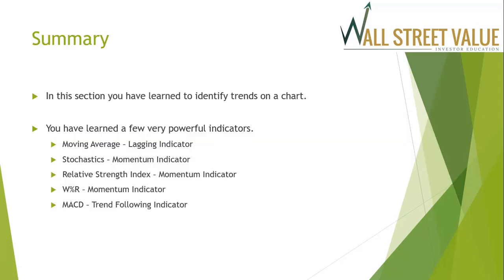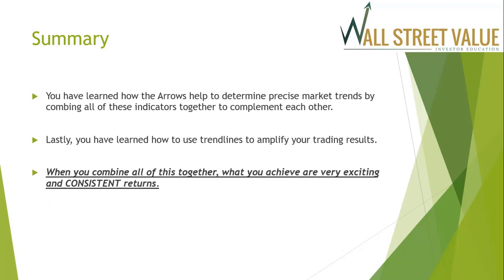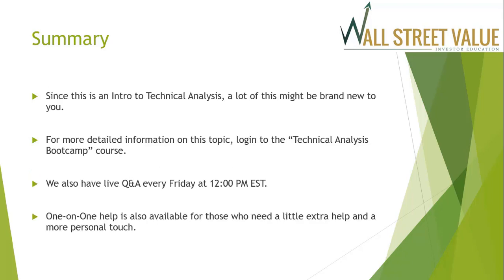In this section, you've learned to identify trends on a chart. You've learned a few very powerful indicators, such as the moving average, stochastics, the relative strength index, the Williams %R, and the MACD. You've learned how the arrows help to determine precise market trends by combining all these indicators together to complement each other. And lastly, you've learned how to use the trend lines to amplify your trading results. When you combine all of this together, not only are you reducing your risk, but you are going to achieve very exciting, more importantly, very consistent returns.